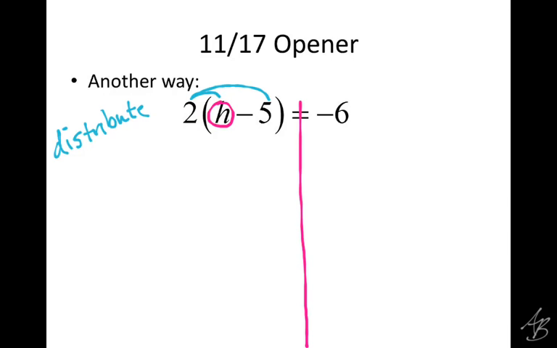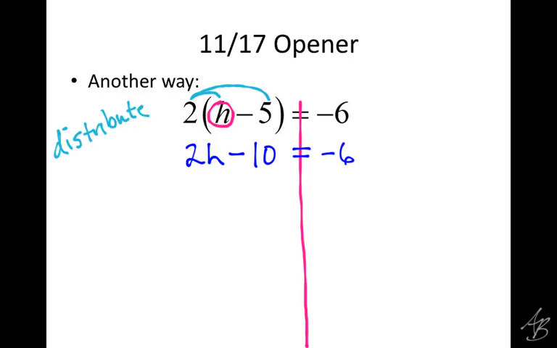the 2. So he distributed, and what that means is, since this 2 is being multiplied by the whole parentheses, we can just multiply it by each thing in the parentheses, each term in the parentheses. So when we do that, we get 2h minus 10, because 2 times h is 2h, and 2 times negative 5 is negative 10. And then on the right side, when we distribute, we're not really changing the value, so we just bring down the negative 6 over here. We didn't multiply this side by 2, we just distributed the 2 that was already there. So we just bring down the negative 6, and then we can solve this like we normally would.